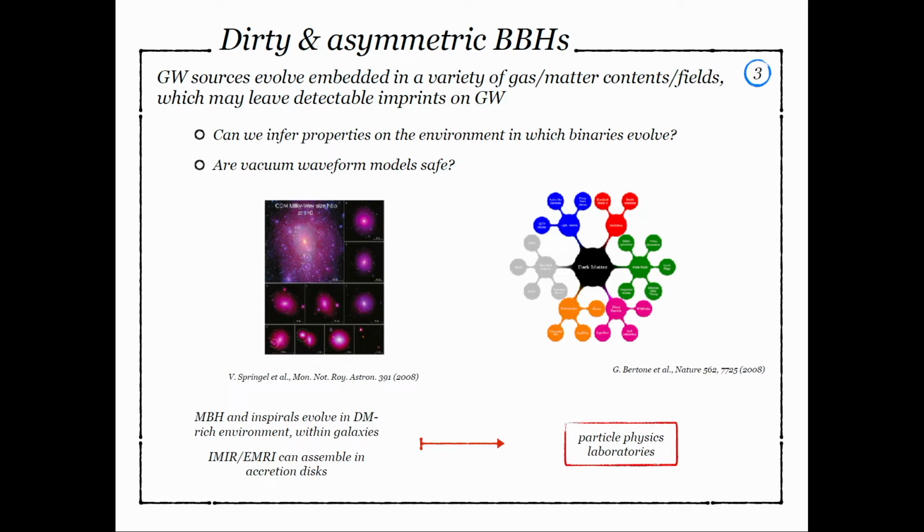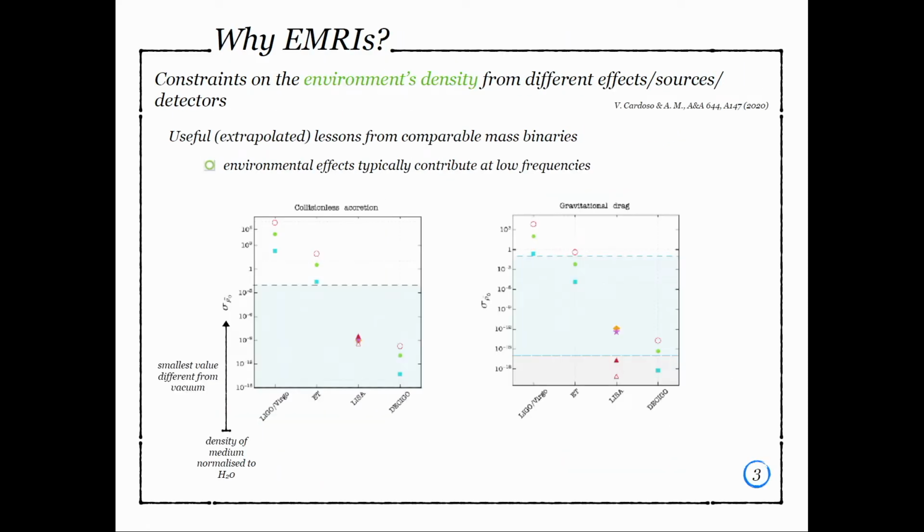Okay, so this is probably one of the best things that we can do with gravitational waves: using them as a tool to bridge the gap between different physical scenarios, in this case between astrophysics and high energy or fast particle physics. Now, why EMRIs and asymmetric binaries?